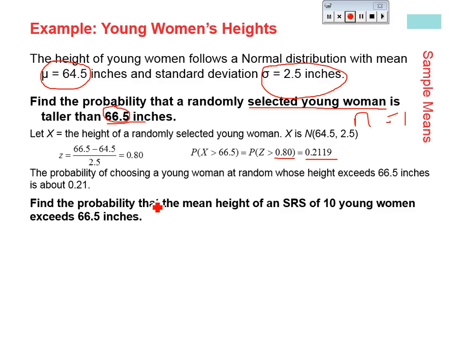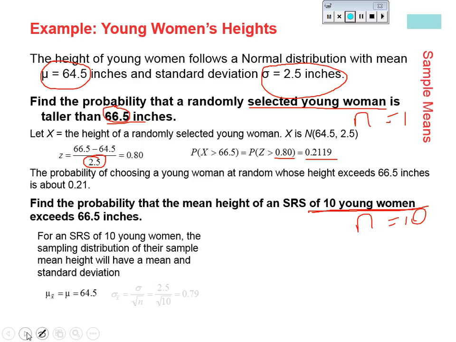The second part of this says find the probability that the mean height of a simple random sample of 10 young women, so in this case n would equal 10, exceeds 66.5 inches. Now because I'm sampling 10 young women, that's going to change the value of the standard deviation a little bit, because now my sample size isn't just 1 anymore.